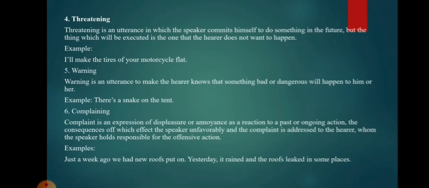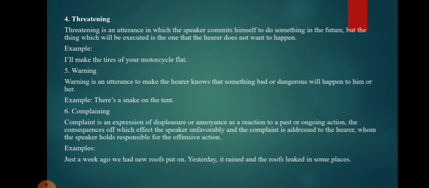The next, threatening. Threatening is an utterance in which the speaker commits himself to do something in the future, but the thing which will be executed is the one that the hearer doesn't want to happen. For example, "I will make the tires of your motorcycle flat." So that's ancaman. In Indonesian we usually call it ancaman. So that's the same as threatening.